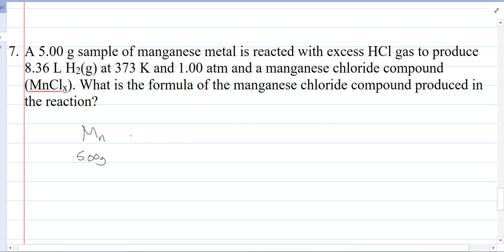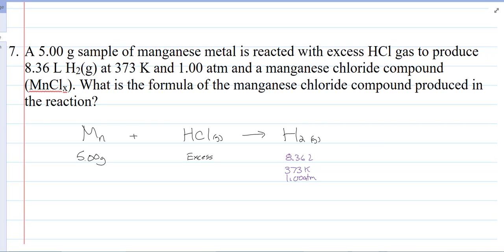This reacts with excess HCl. Yes, excess, so we don't know how much, to make H2 gas, and that has some stats. It's 8.36 liters, 373 Kelvin, and 1.00 atmospheres.